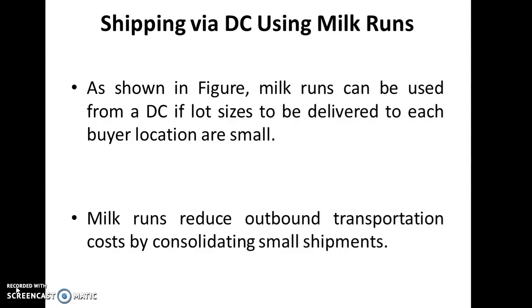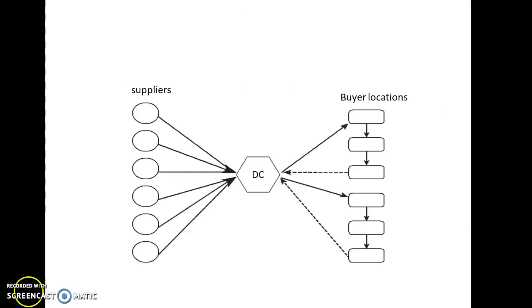For each buyer, the demand size is small so that we cannot operate a dedicated truck to a particular buyer. So then how can we save the cost? We can consolidate small shipments and apply the concept of milk runs in outbound transportation so that we can reduce the transportation cost. Students, observe this diagram.